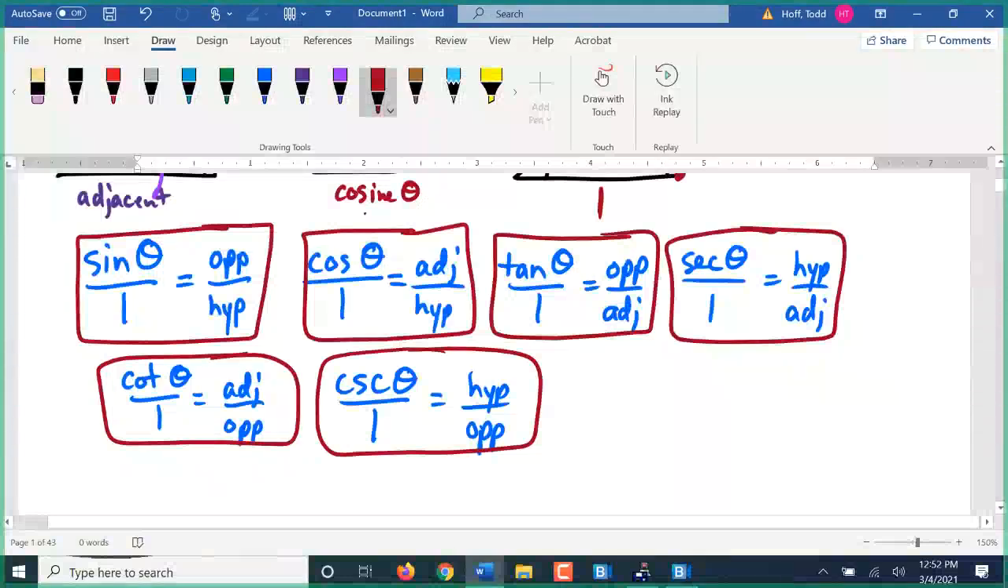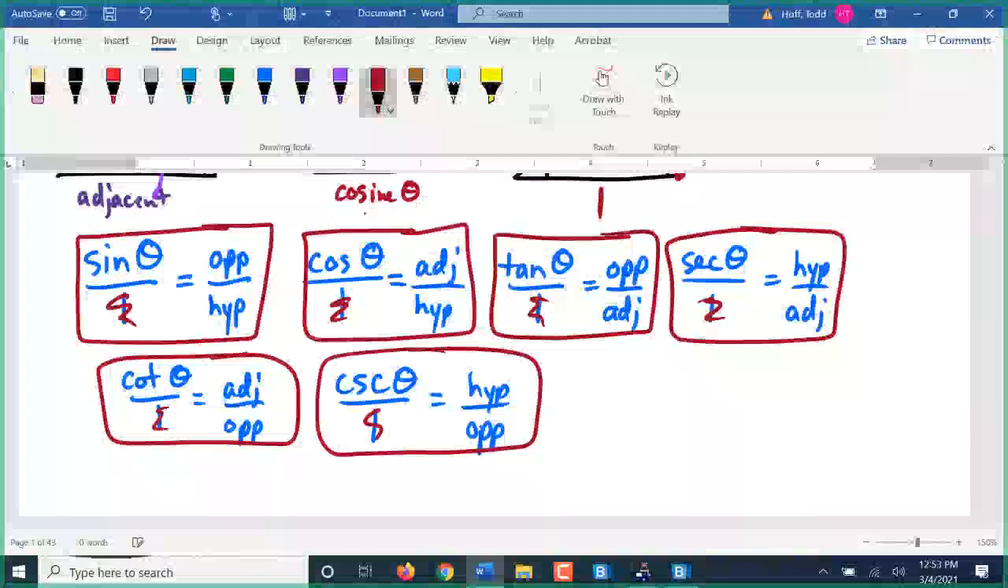Now you can ignore the over 1 over here because dividing by 1 doesn't do anything, but I put it in there so you can see that proportion for similar triangles that gives us those trig identities, those trig functions. I highly recommend you find a page in your notebook that's easy to find. Maybe go to the back page of your notebook and write those down so you can get to them easily, because you're going to need to refer to them a lot over the next couple of weeks.